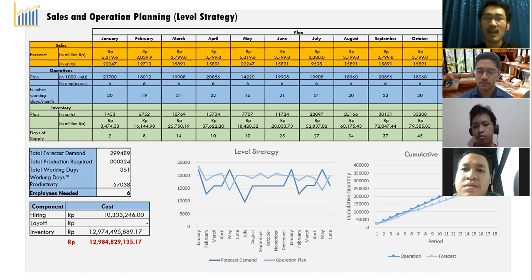and this calculation will be displayed in detail in the attachments. So here we got 6 employees, and we also display the chart of the levels, also the cumulative, to prove that all of the forecasted demand can be fulfilled with this strategy. For the total cost itself, it falls at approximately 20.9 billion rupiah.